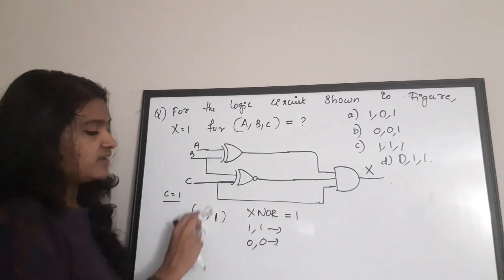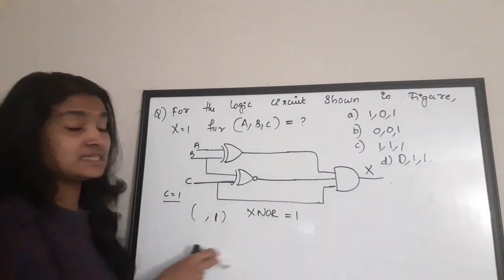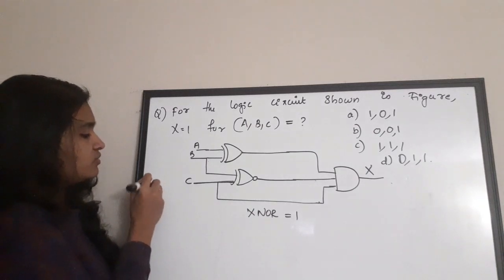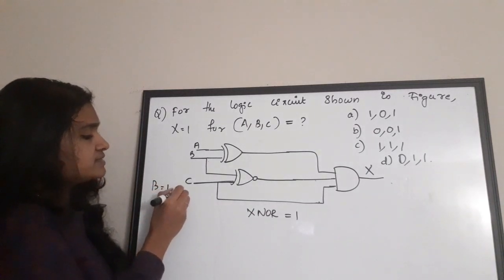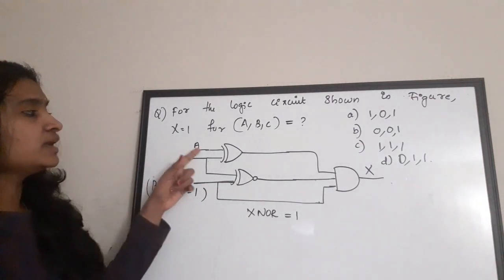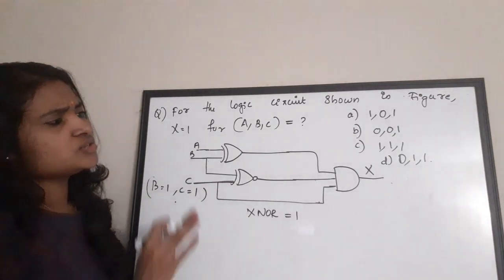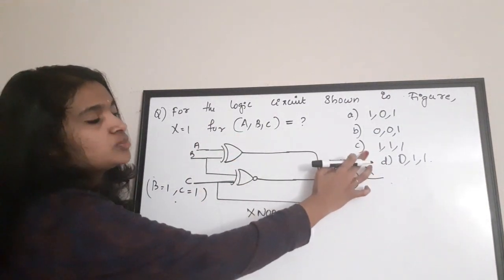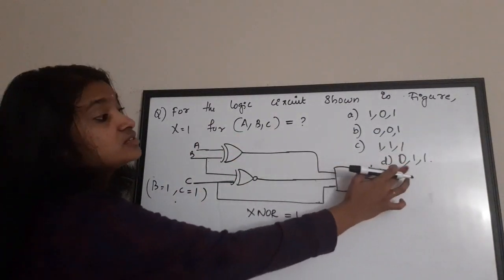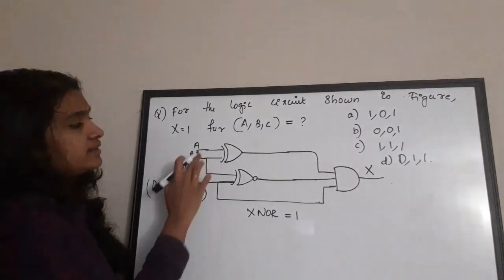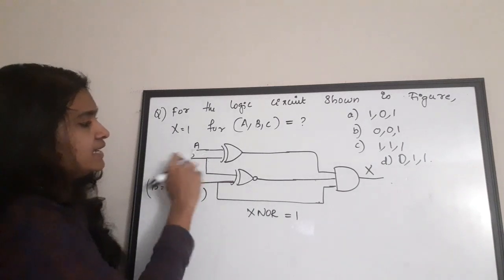So, B value is also 1 since C is 1. Now, we have two values here: B is equal to 1 and C is equal to 1. Now, we need to find the value of A. By looking at the options, we cannot really predict, because option C is 1, 1, 1 and option D is 0, 1, 1. It can be either. So, let us look at the A now.